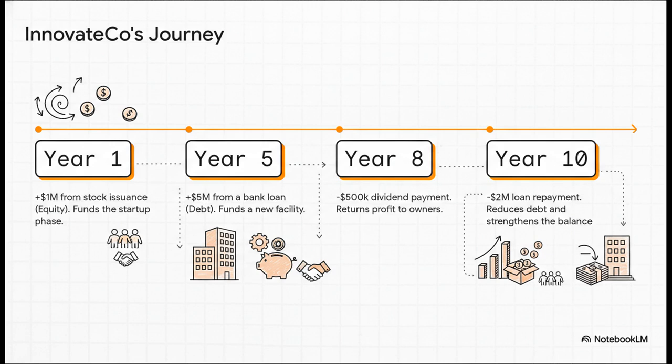The company is now stable, it's profitable, a bank looks at them and sees a credit-worthy business. So, to build a new factory without giving up more ownership, the founders choose debt. They secure a $5 million loan. Year 8 is a huge milestone.